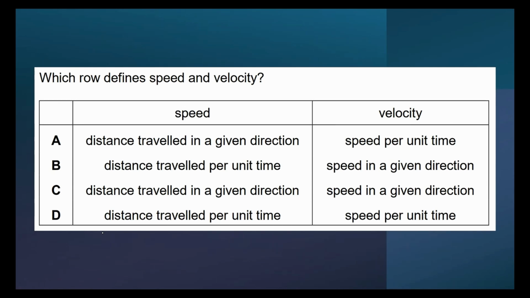Which row defines the speed and velocity? The speed, the distance traveled per unit time, it is B or D. Good. What about the velocity? The velocity is the speed in a given direction. We have here B or C. So the correct answer here is B.